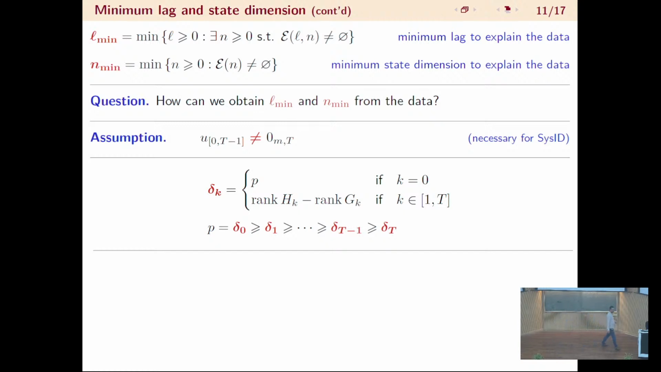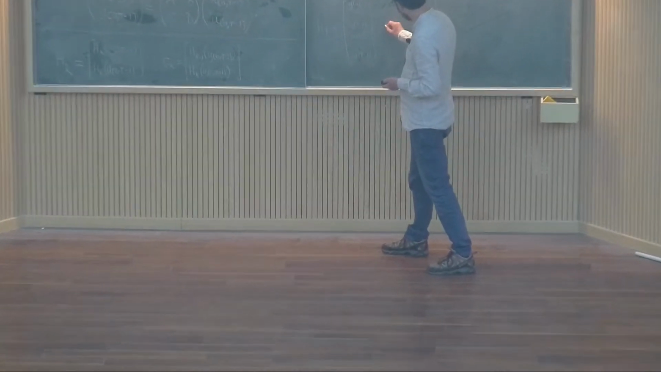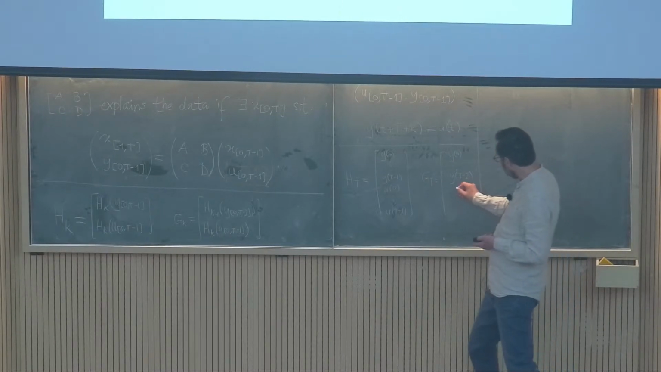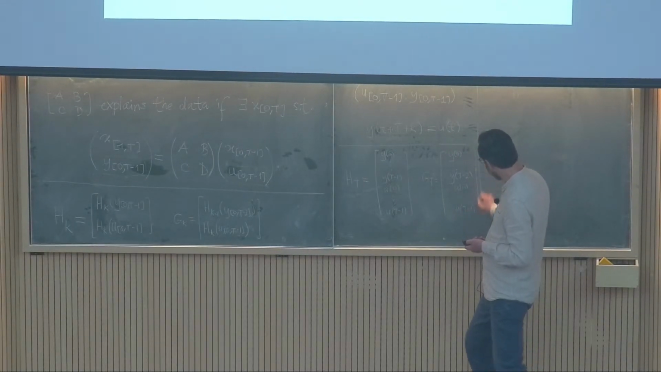Let's look at the last one, delta t. Well, Ht, I take t here, which means that it is going to be a column vector. It is going to be from y0 to yt minus 1, and then the same for u. If I look at Gt, this is going to be y0 up to yt minus 2, because I'm going to delete the last block of y's, and u0 up to ut minus 1. Okay?